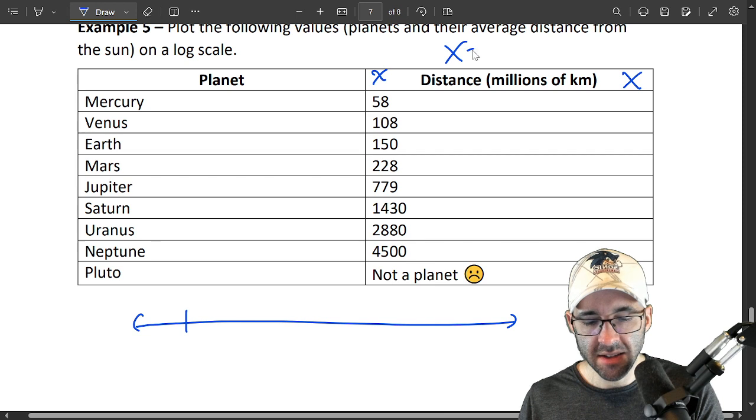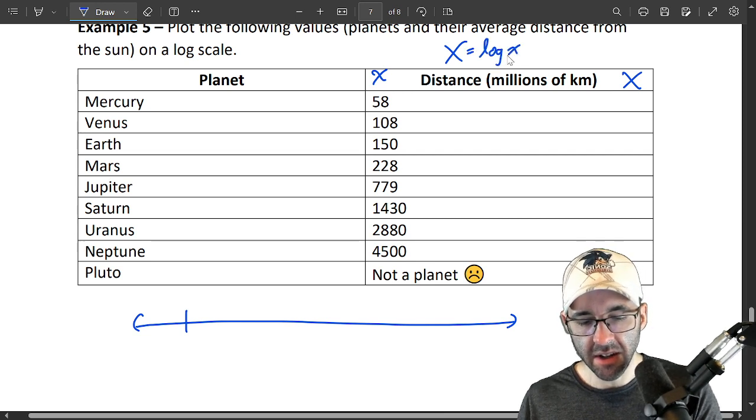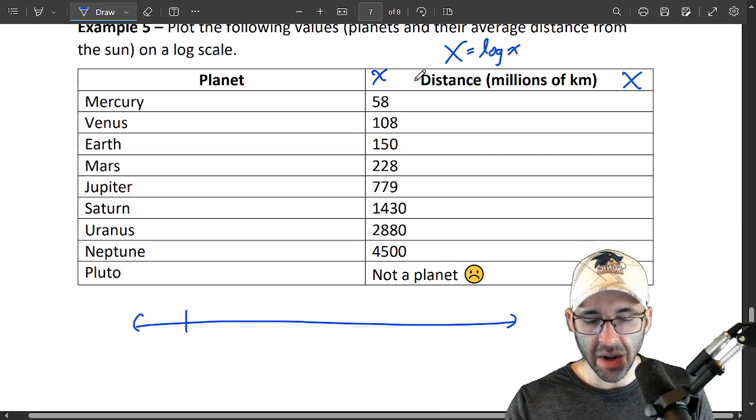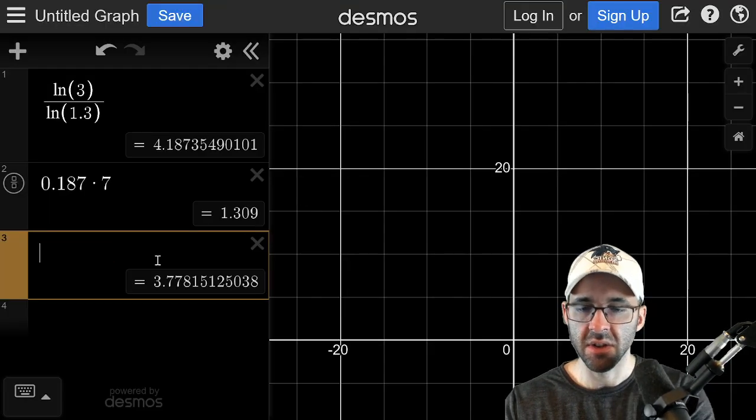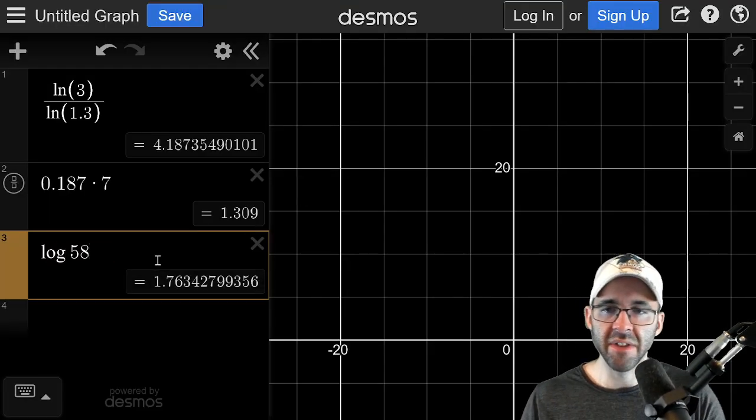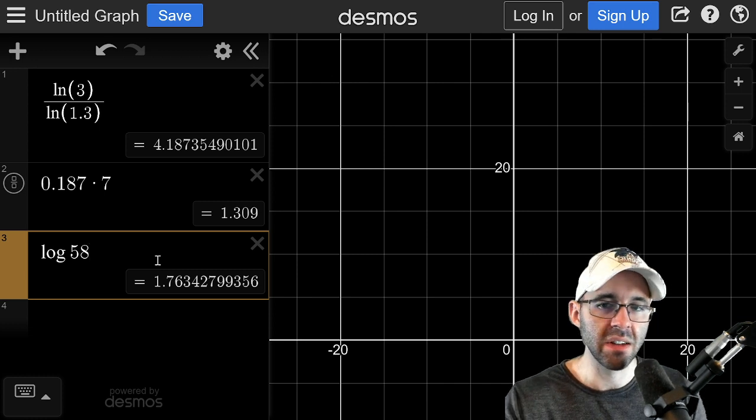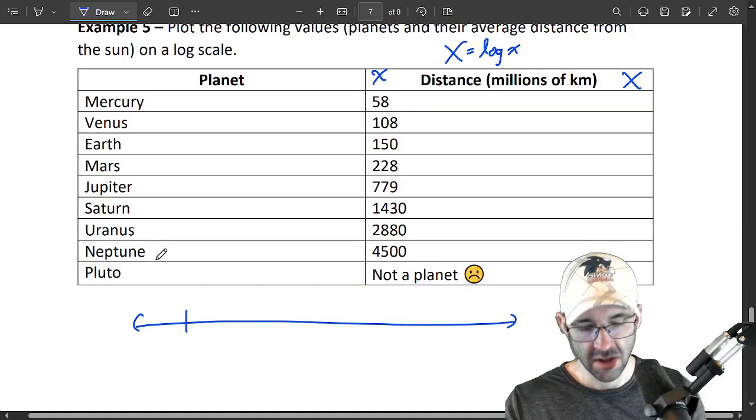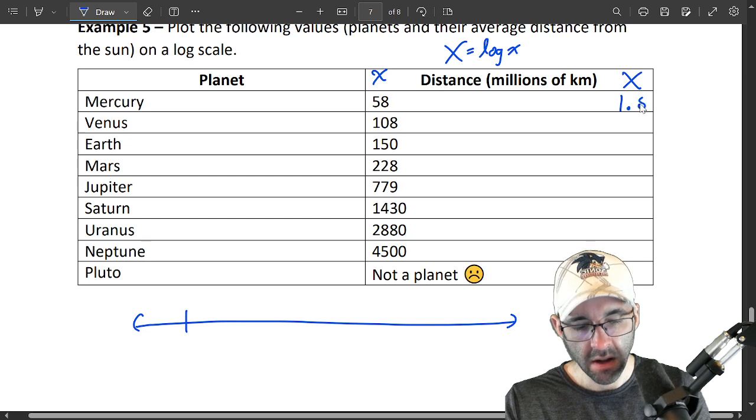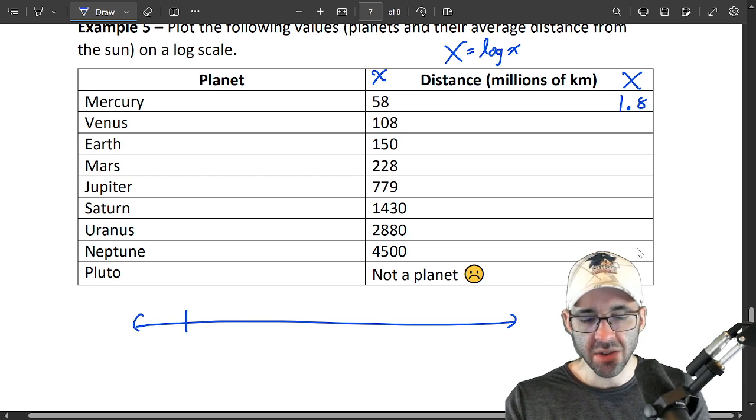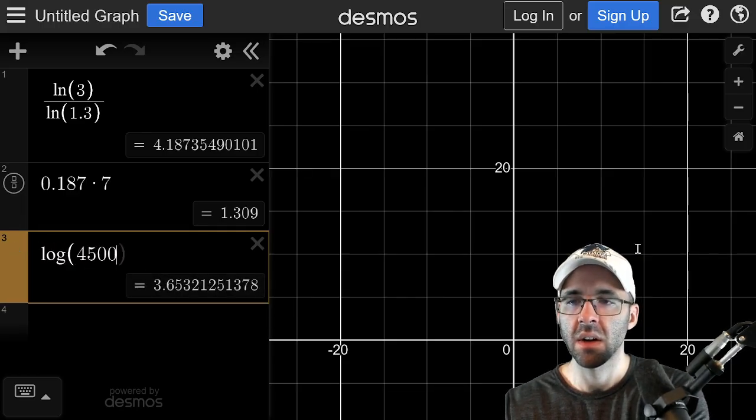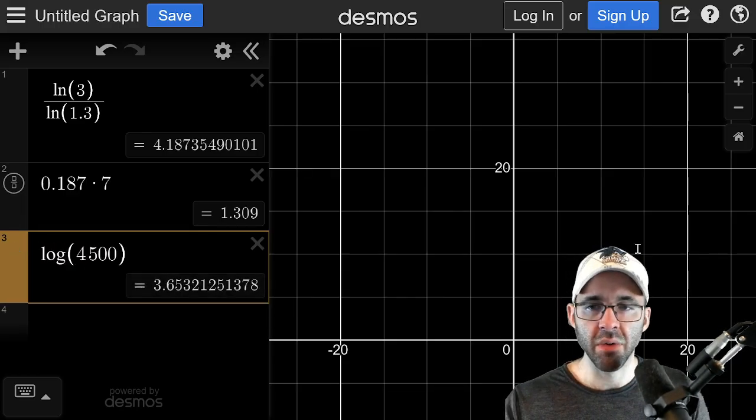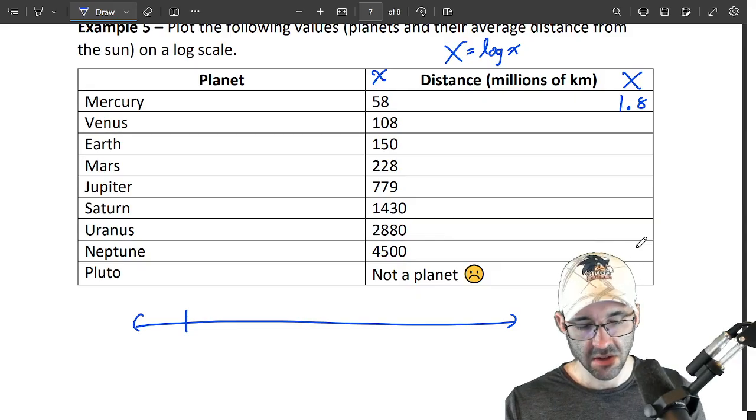Remember, capital X is the logarithm of little x. So the smallest number that we have to have is the logarithm of 58. The smallest number we need is the logarithm of 58. That's about 1.8. Okay. And the biggest one we need is the logarithm of 4,500. That's about 3.7.